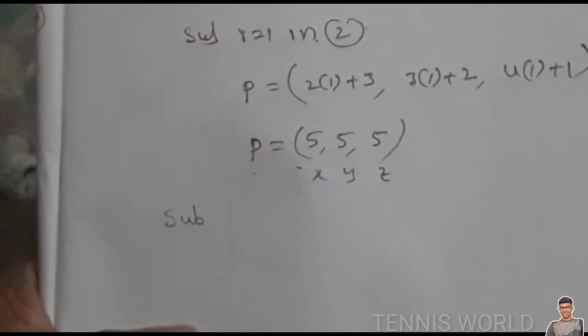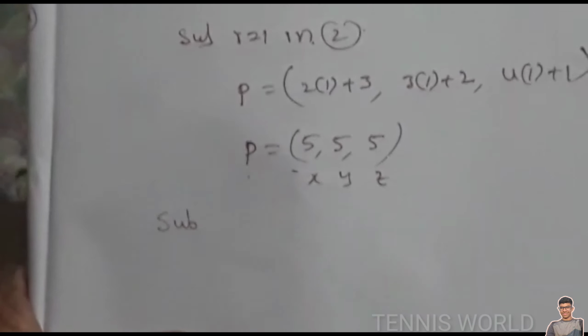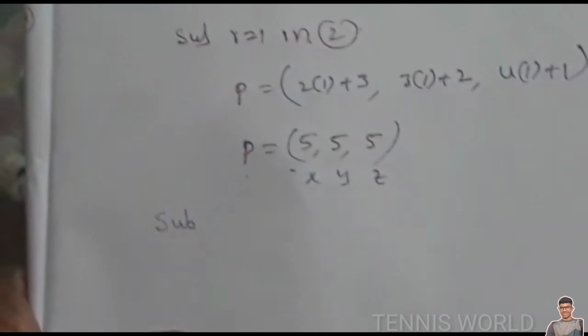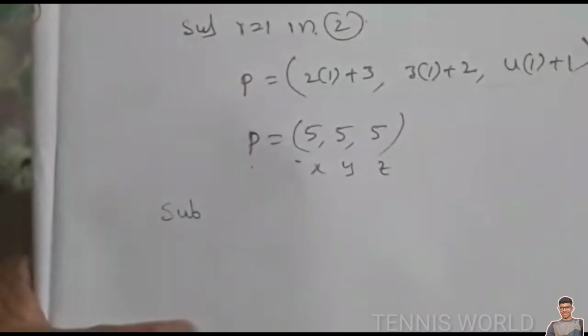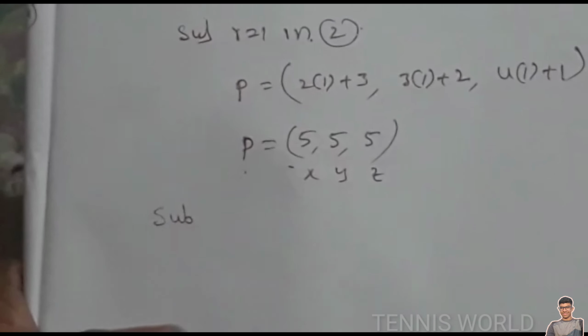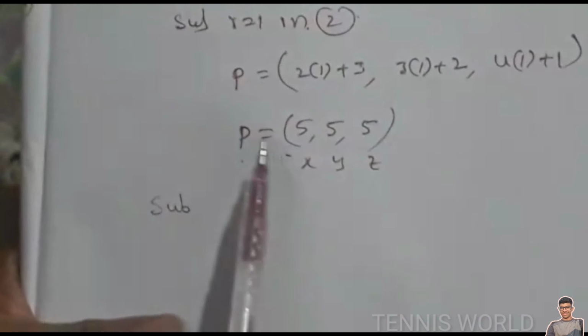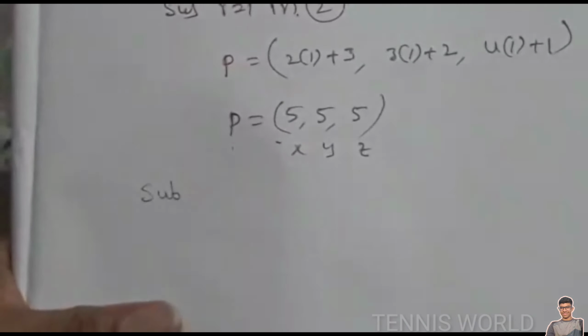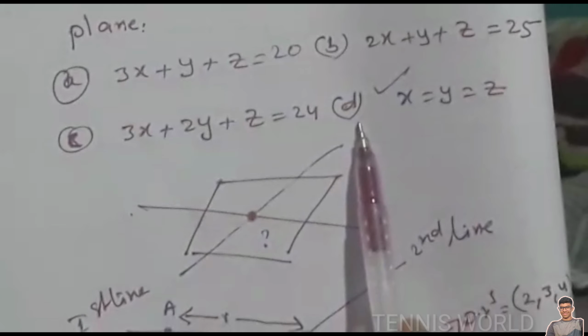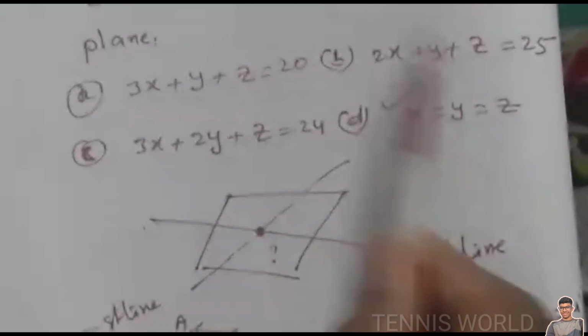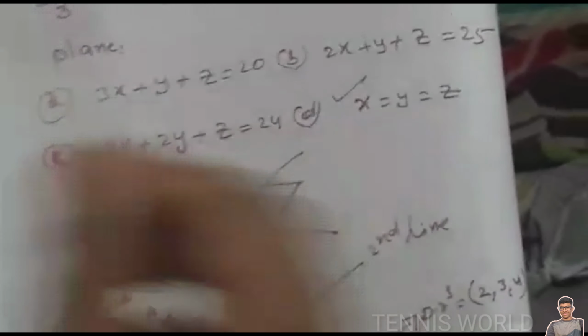As per the given statement, this point P lies on which plane? Four planes are given in the options, and we need to check on which plane's equation this point P lies. So substitute this point P in all four plane equations. Whichever plane satisfies this point P is the wanted equation of plane. Here point P is satisfying only the fourth option. It can't satisfy the other three options. That's why the fourth option is the wanted equation of plane.